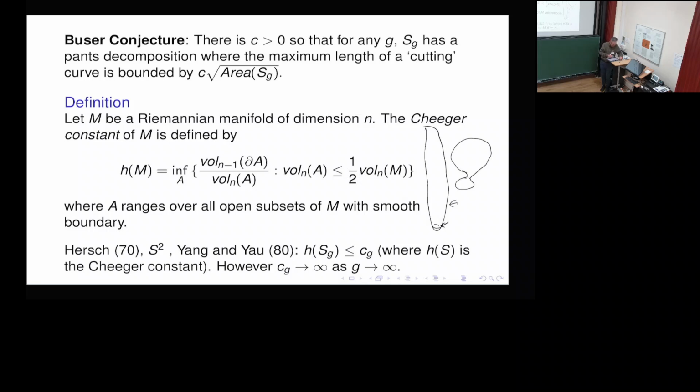So Schoen gave the bound for the two spheres, and Yang and Yau generalized this to a surface of bounded genus. However, the bound they found goes to infinity as the genus goes to infinity. So we get worse and worse bounds as the genus increases. And the same proof, this geometric proof, also works to show an inequality like that. Maybe not optimal. There are better bounds that were found later on by Korevaar.